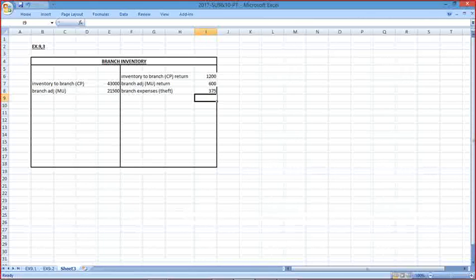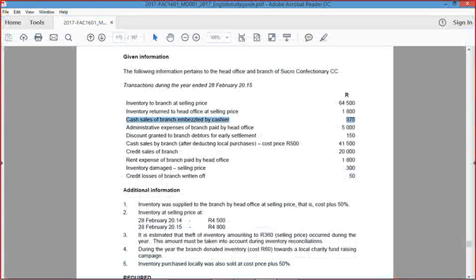Next is cash sales by branch after deducting local purchases, cost price 500. Right, where are we going to put that? Oh no, sorry, we missed one, Anthony. I missed admin expenses. Okay, but we're not going to look at it, we said. Why not? Because you said we're only looking at a branch inventory account. Okay, but where would you put it, though? It'll be at the branch expenses account. Yes, you'll affect the bank and the branch expenses. Perfect. Okay, next.